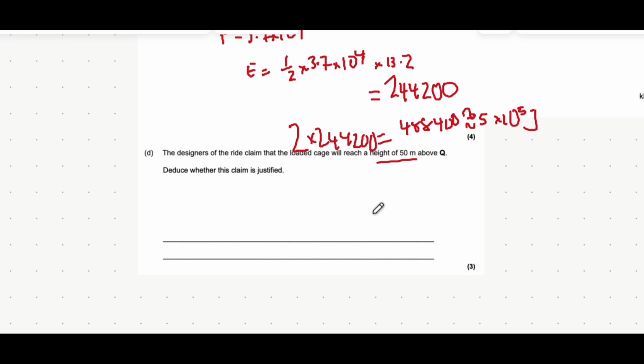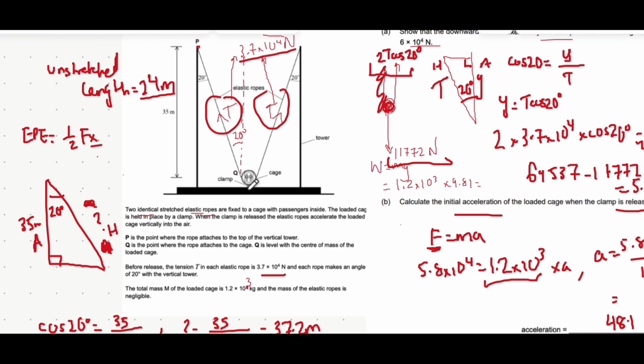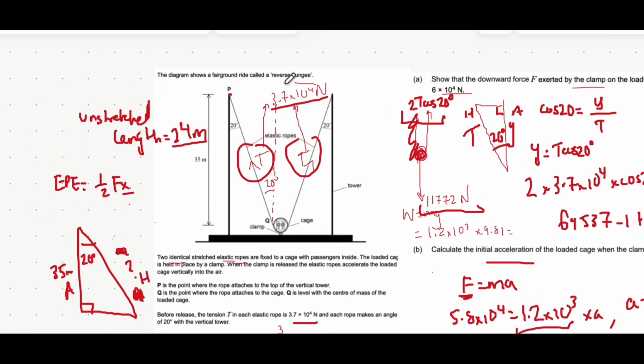Perfect. And now the designers of the ride claim that the loaded cage will reach a height of 50 meters above Q. Decide whether this claim is justified. Well, let's think about it. When it's released, it has all this elastic potential energy, but that elastic potential energy turns into something else when it's released because it gains height. So it turns into gravitational potential energy. Let's find the maximum height that it can reach.